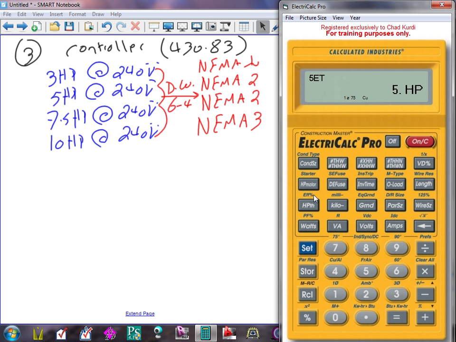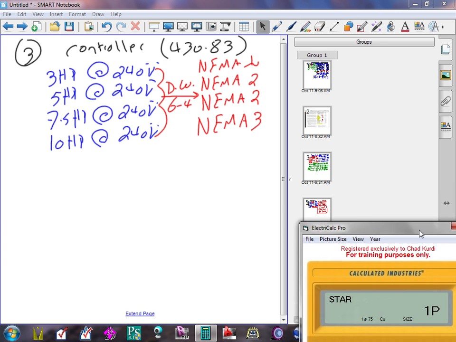Set, and calculator, give me 1P, single phase. So, okay, for the test or anything else, guys, please use the DeWalt. DeWalt is standard. So up to 5, we were able to get NEMA 2. All right. Okay, let's go to number 3.